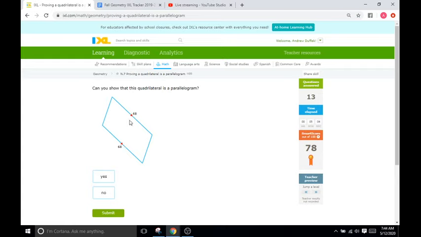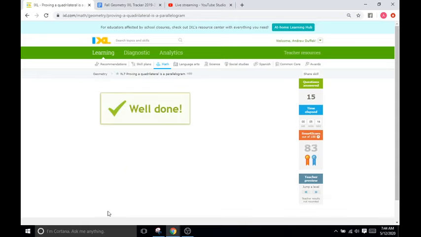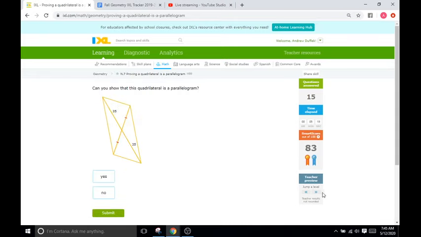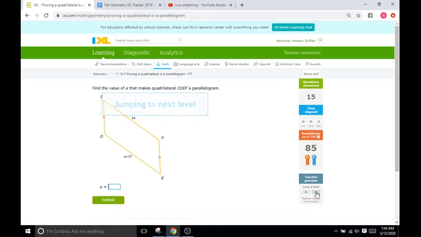68, 68, and the little arrows indicate they're parallel, yes. Tick mark, tick mark, tick mark, tick mark, yes. We have 1, 1, 2, 2, so that should be good. Okay, so you get the idea. We're pretty much to the end here.